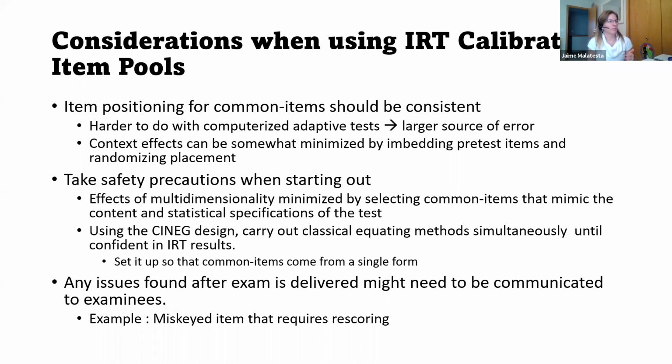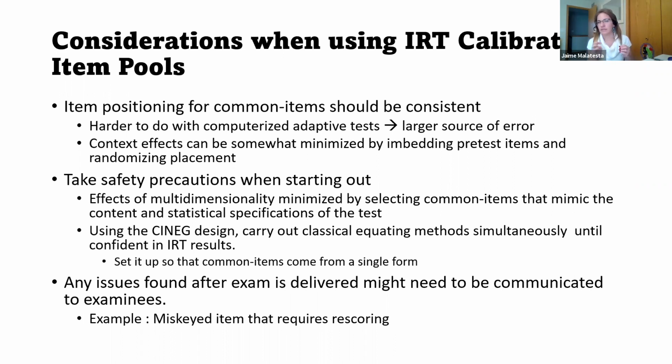So when you're building this type of calibrated pool, you can safeguard by using the common item design. You can carry out classical equating methods simultaneously until you're confident that your IRT calibrated pool design is working properly. Say you have a new form X4 and it has a set of common items. You can have two sets of common items. One set of common items overlaps with a single form, say form Y or form X1, and you could use that common item set to do a traditional equating, like an equipercentile method. You can have a second set of common items that could come from the pool, so form Y, form X1, X2, X3.